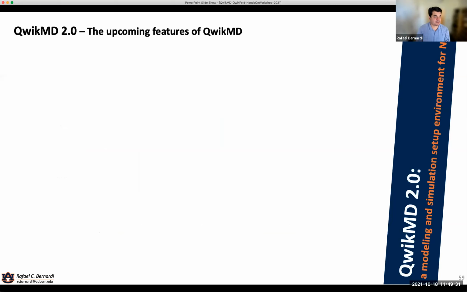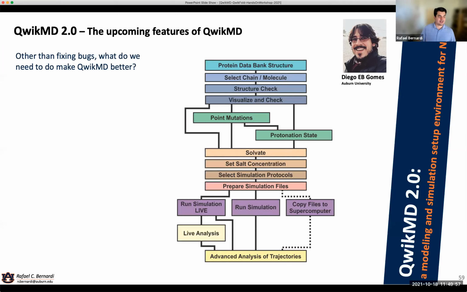That kind of helps incentivize us to go for the next version. So we are working right now on QuickMD 2.0, which hopefully will be part of a VMD 2.0 that we hope to release in the next couple of years. The new upcoming features of QuickMD are being developed by a postdoc in my group, Diego Gomes. Other than fixing the bugs, which is always there, right? What do we need to make QuickMD better? And that's like a better version of QuickMD.